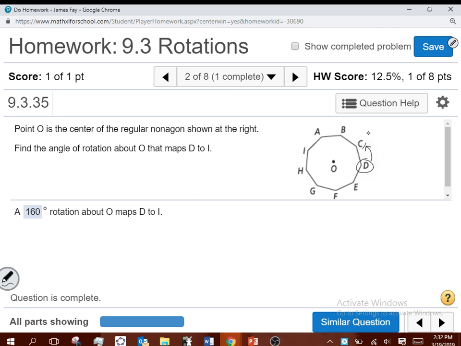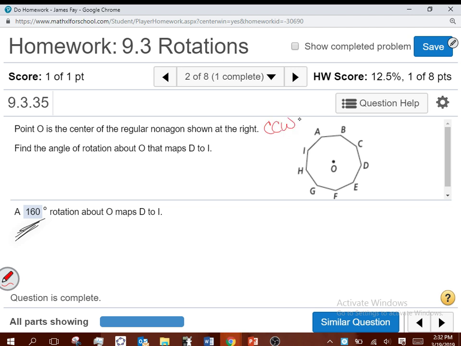How many degrees then do I need to get D to go to C, and then B, and then A, and then I? 40 times how many? 1, 2, 3, 4 positions, right? So it'd be 40 times 4, which is 160. Now, because they don't say it, we're looking for counterclockwise rotation, right?